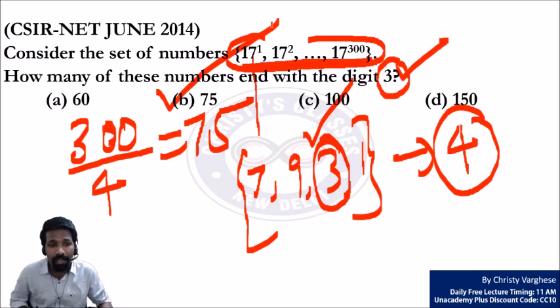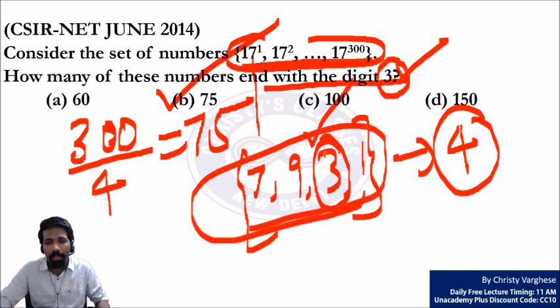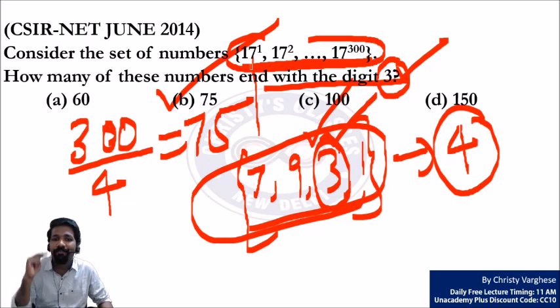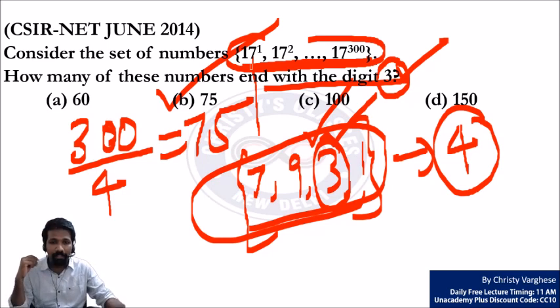Read the question very carefully. The question is not asking what the last digit is. How many of these numbers, 17 raised to 1 up to 17 raised to 300, end in 3? In every 4 numbers, one number ends in 3 because 17's power cycle has 4 elements.